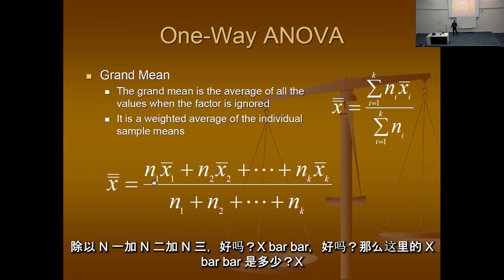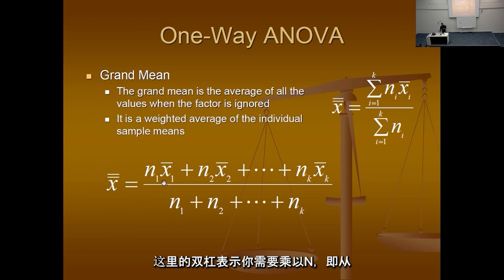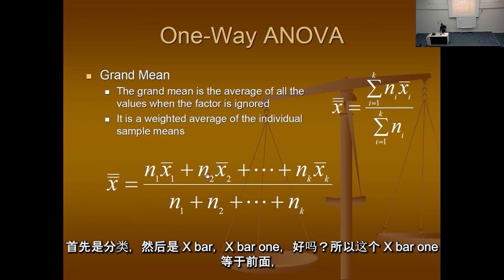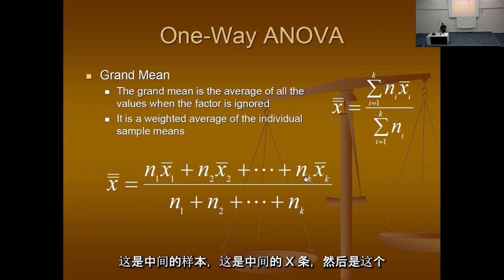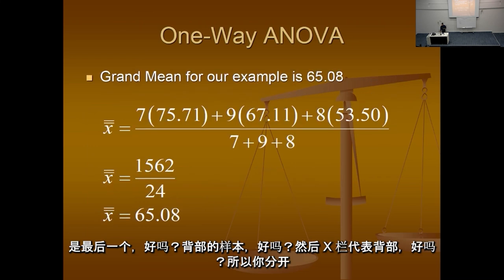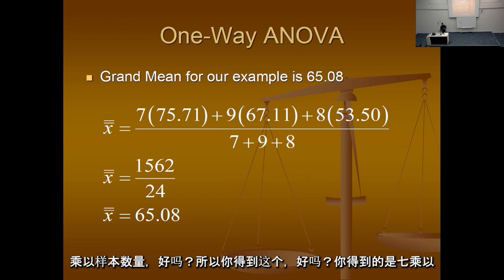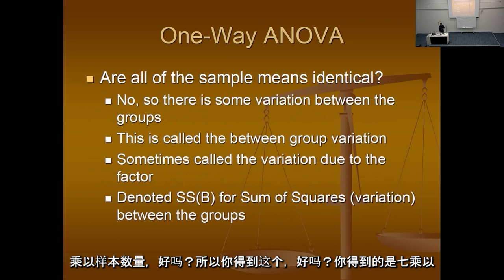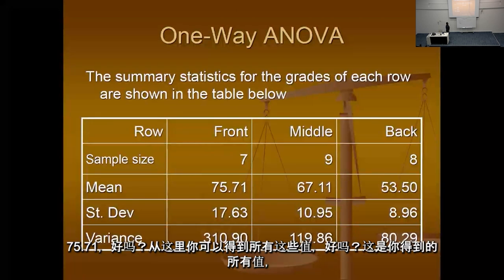So what is x double bar here? It means you multiply the number of samples n from the first category by x bar 1, which is the mean for the front. Then the sample size of the middle times the x bar for the middle, and the last is the sample size of the back times the x bar for the back. Then you divide by the total number of samples. So you get the value 7 multiplied by 75.71. All these values you can get from here.